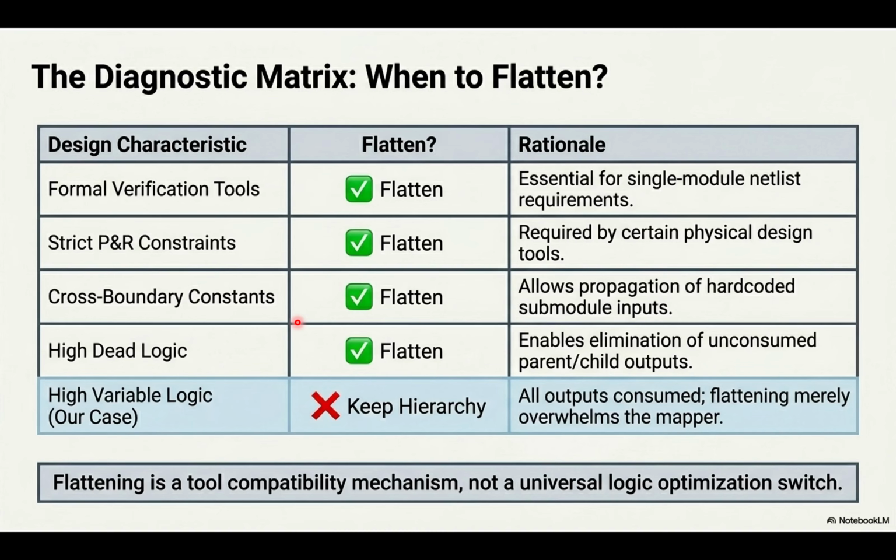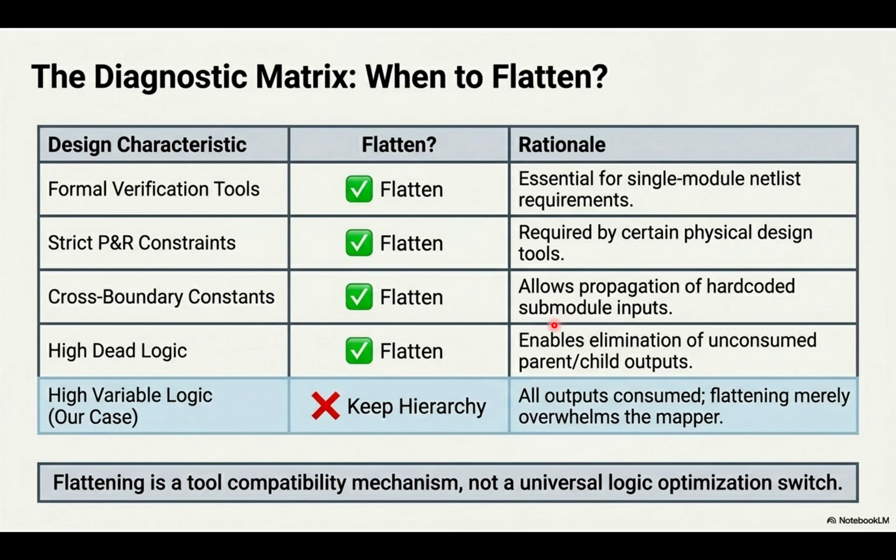Flattening can genuinely reduce cell count if your design features cross-boundary constant propagation. Okay, break that down for me. Imagine you have a submodule designed to accept a variable input, but in your specific overall design, you've hardwired that input to always be a constant zero. Got it. If you maintain the strict boundaries, the synthesizer might blindly waste cells building the logic to handle a variable that will never actually change. Because it can't see outside its own room.